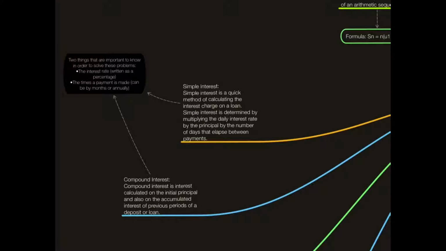Now we're moving on to interests. There's simple interest and compound interest. Simple interest is a quick method of calculating the interest charge on a loan. Simple interest is determined by multiplying the daily interest rate by principal and by the number of days that elapse between payments. On the other hand, compound interest is the interest calculated on the initial principal and also on the accumulated interest of previous periods of a deposit or loan.